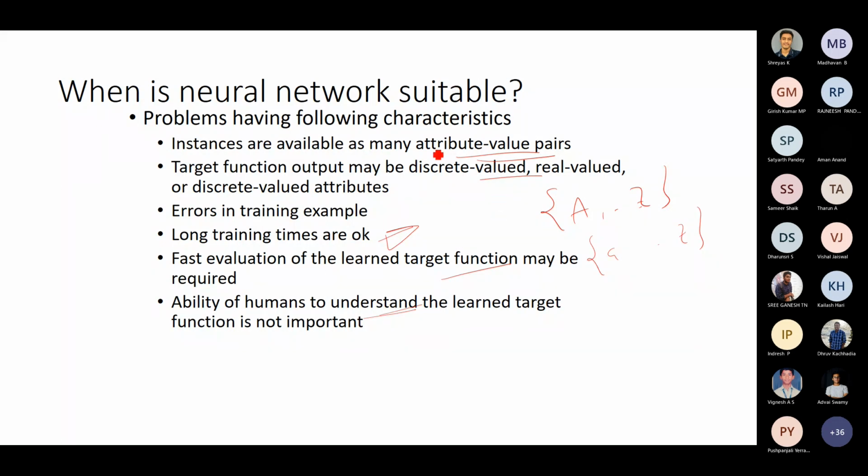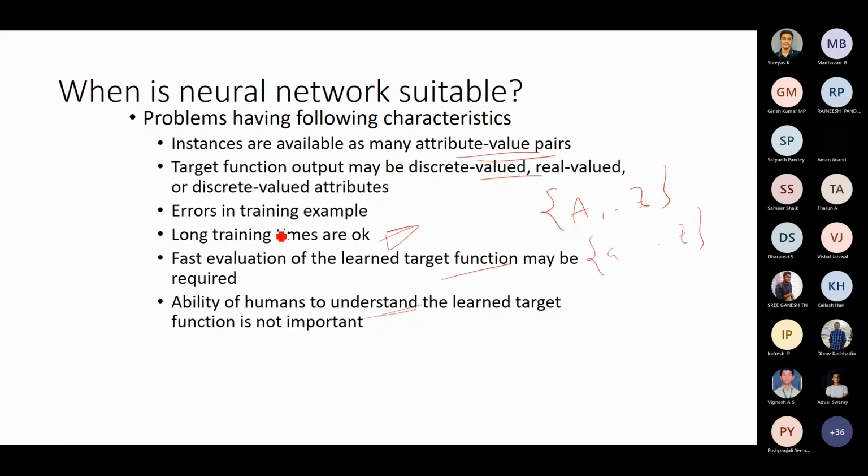So problems have the following characteristics. Supposing you have instances as many attribute-value pairs. Attribute is features and value is your label. Supposing you have that and you have a large training data set available, then you go in for a neural network. And the target function output may be discrete valued or real valued, or it could be a set of attributes. In that case also you will go for a neural network model.